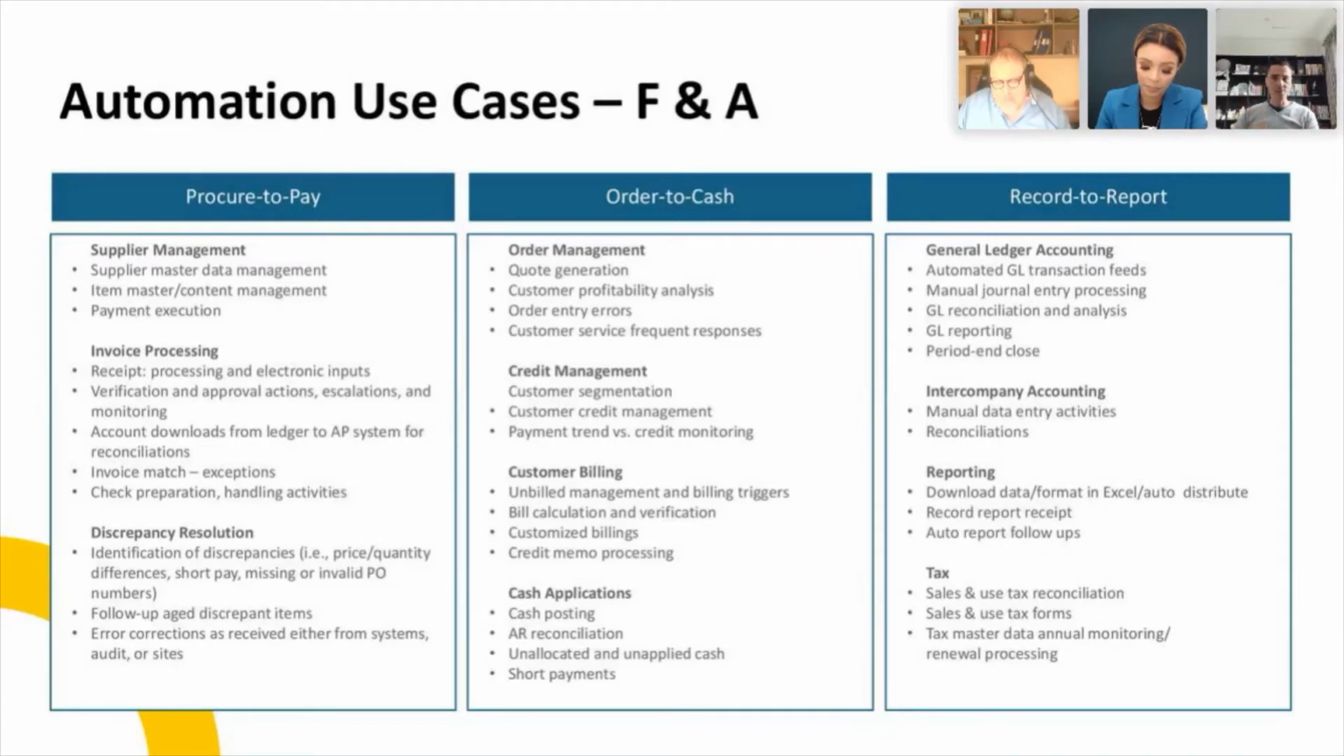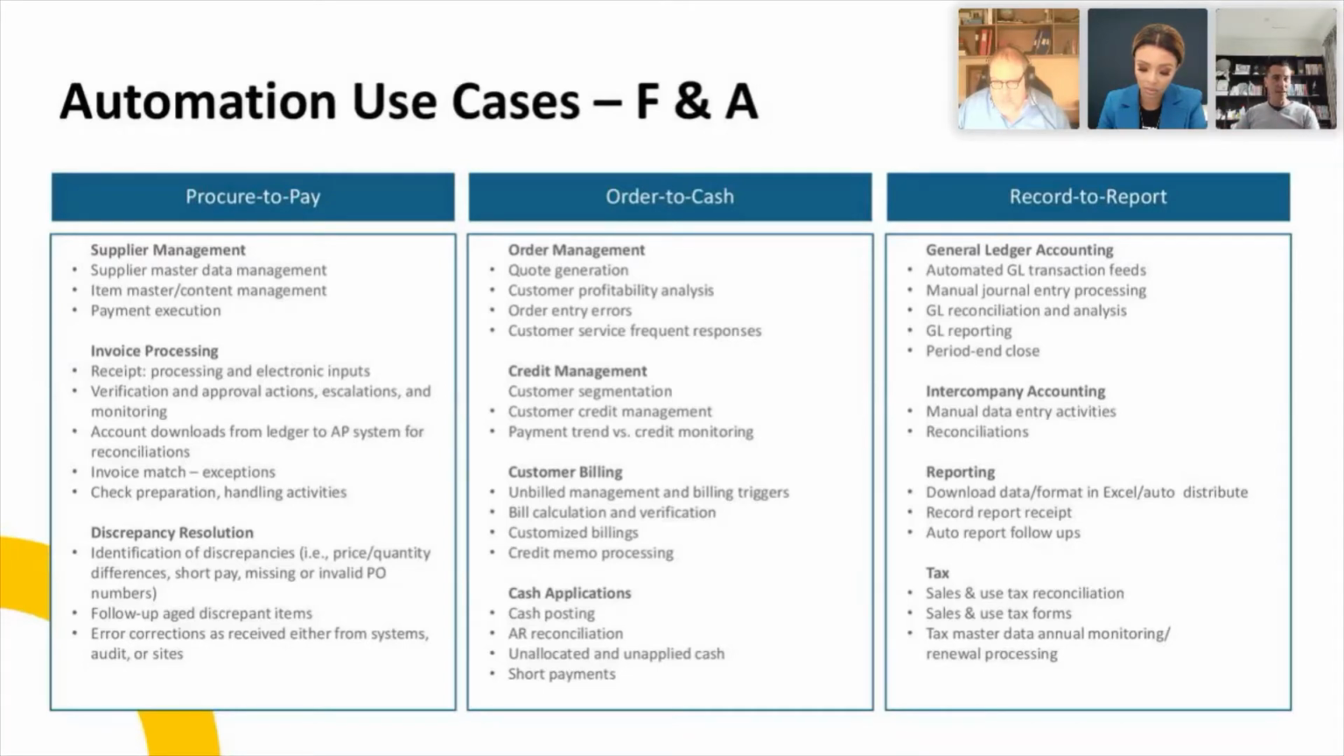In the order to cash space, some of the quite popular automations that we see and the value-adding ones tends to be around order creation, order generation. So, receiving purchase orders and automatically posting those orders and processing those orders, pulling through to the accounts receivable side. On the customer billing side, so automatically creating the invoices out of the ERP and sending those off with statements so that we can get cash back into the business.